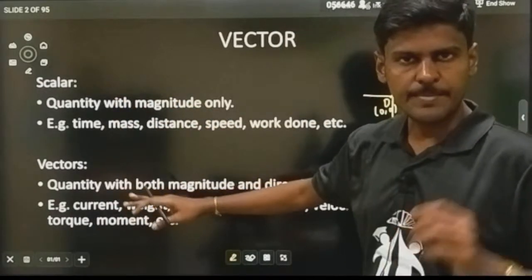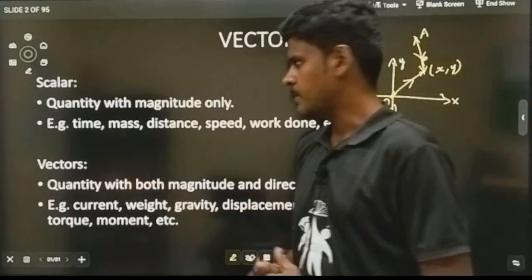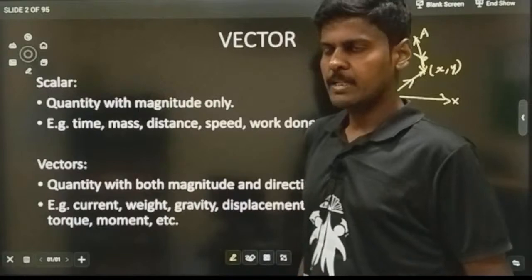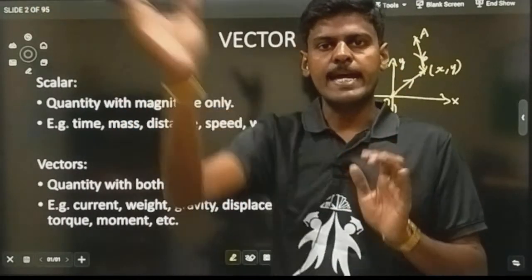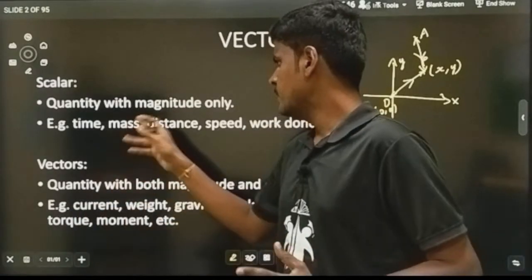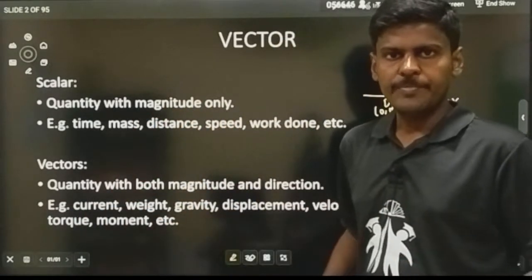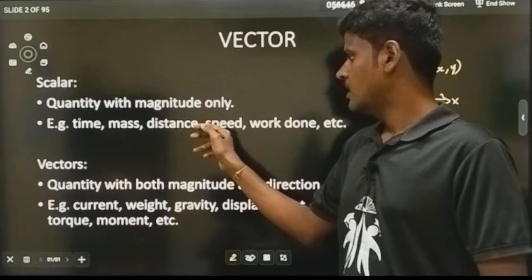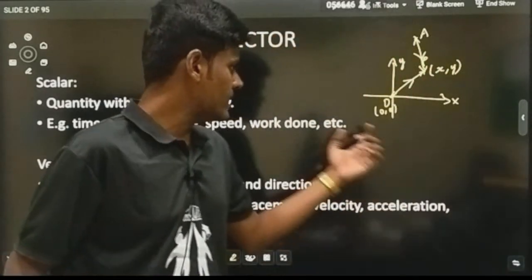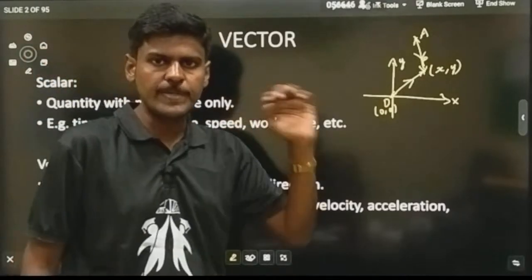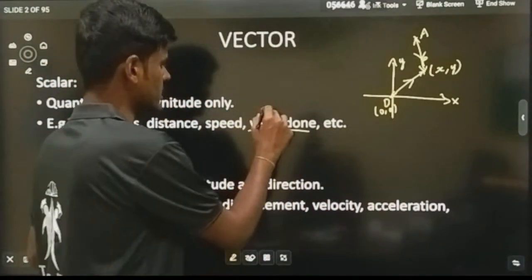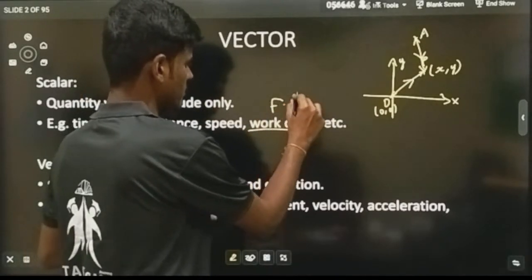Now let's see some examples for scalar as well as vector. An example of scalar is time. Obviously, time has a unit, but we can't give a direction to time. Mass, similarly, say 50 kilogram, does not have any direction. Distance, speed, work done. What is work done? Work done is nothing but force into displacement. Okay, let's keep this aside for now. Work done is force into displacement.